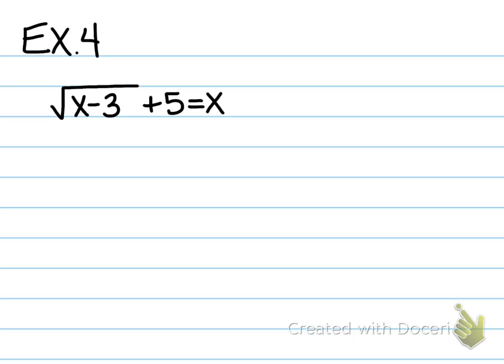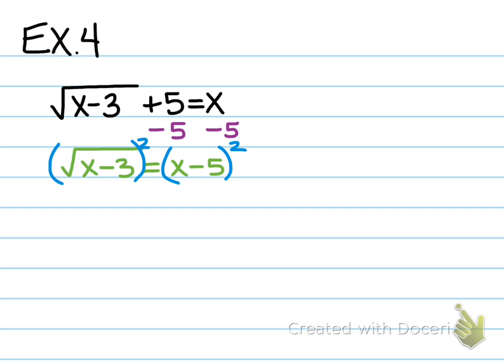Okay, now example 4, I have the square root of (x minus 3) plus 5 equals x. So again, I need to isolate the radical, so I'm going to subtract 5 on both sides first. So this would give me the square root of (x minus 3) equals x minus 5. So to cancel the square root on the left, I need to raise it to the 2nd power. And I have to raise everything on the right to the 2nd power as well. So on the left, the square root and the square cancel, and I'm left with x minus 3. On the right, (x minus 5) squared is the same as (x minus 5) times (x minus 5).